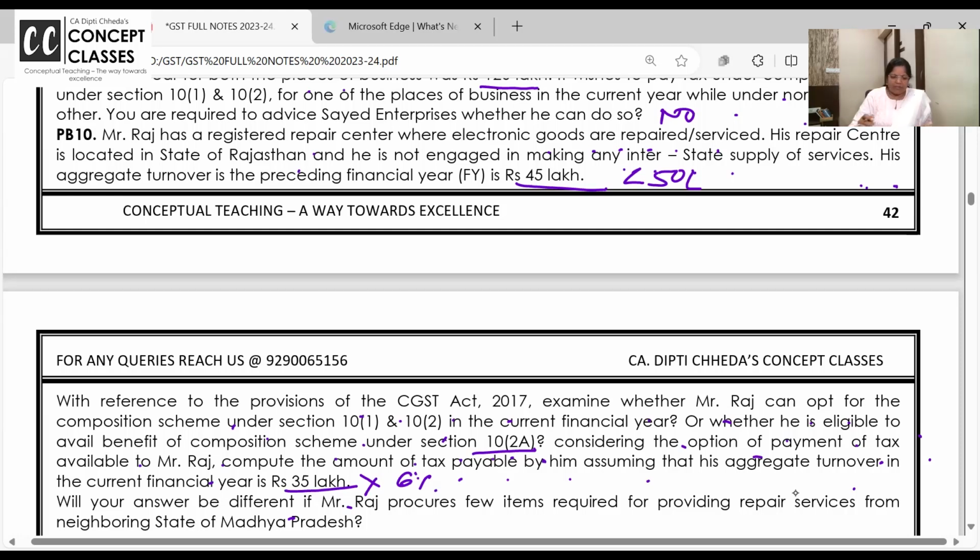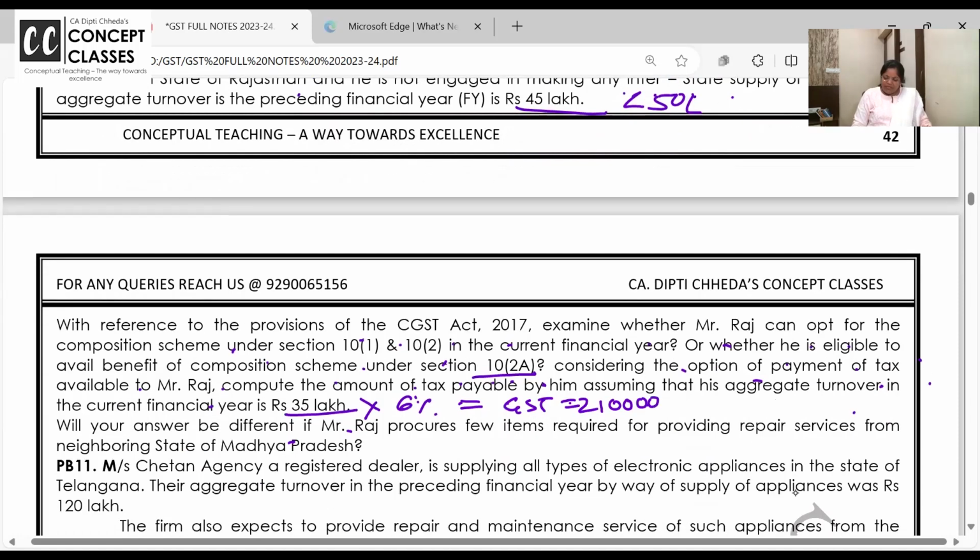And here 6%. So 35 lakhs ka 6%. Kitna aata hai dekho? Ma'am, wo examiner calculate kar lenge na, phir marks bhi nahi denge aapko. So you will pay under composition GST 2,10,000. Will your answer differ if Raj procures few items required for providing repair service from neighboring state? Every exam I have seen this bit.